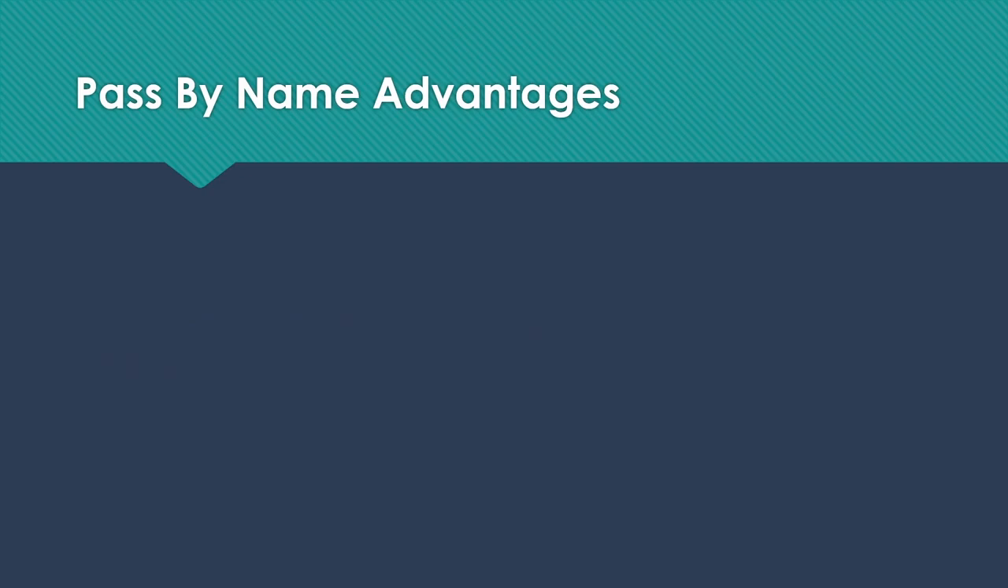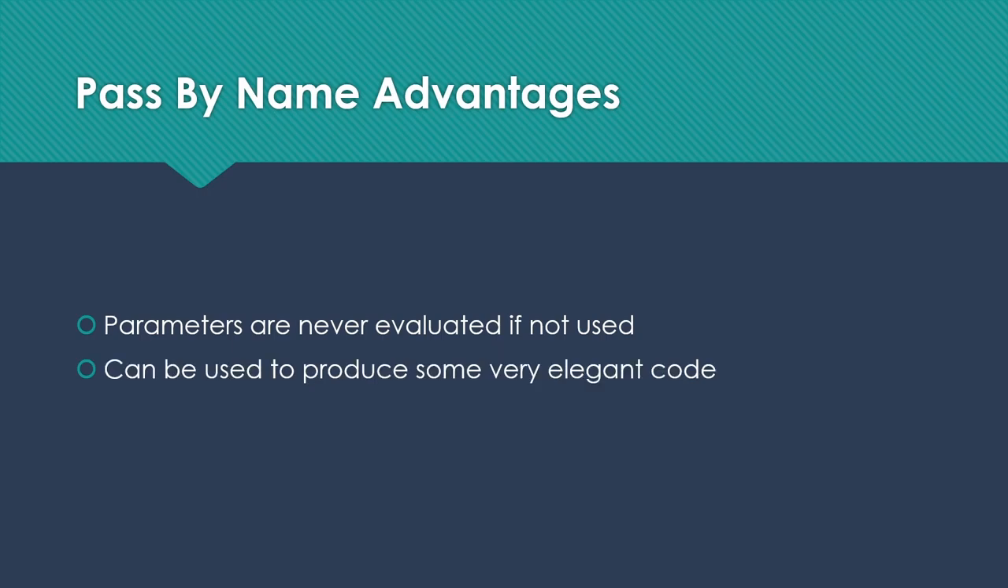Pass by name, of course, does have a couple of advantages as well. One of the biggest ones is that the parameters are never going to be evaluated if they're not used. So we do have kinds of functions where we might never need to use a particular parameter depending on the path through the function. If we're using pass by name, the parameter that doesn't get used will never get evaluated at all. So it won't cost us any time. Sort of the inverse of the, it's bad if they're used several times. If they're used zero times, it's really, really good. And of course, it can be used to produce some very elegant code.